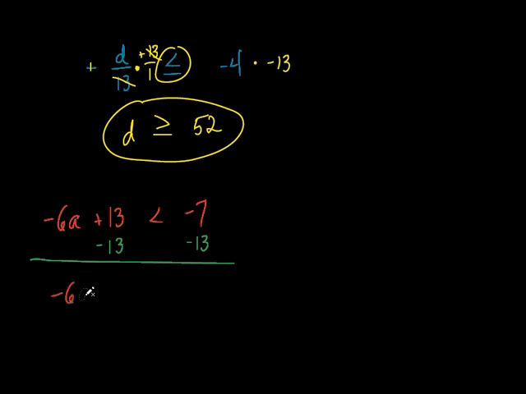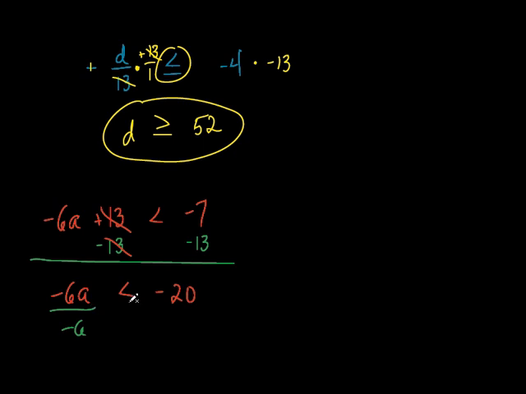So we bring down the negative 6a. That cancels out. We don't change the inequality. Subtracting a 13 does not change the inequality. Bring this down, and that's negative 20. Now we have to get a by itself. So how do we get a by itself?